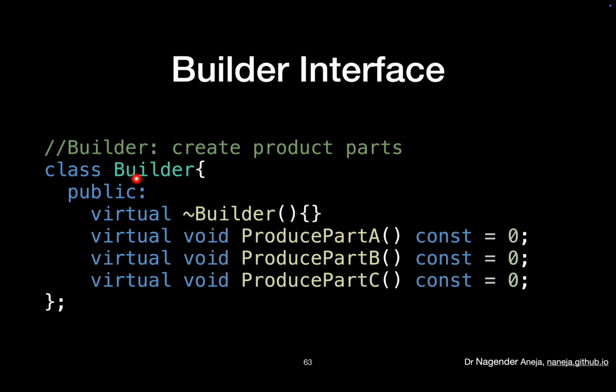Now we have the class builder, right? So that's our first step, builder. So we define the destructor, and we'll say produce part A, produce part B, and produce part C. And we may have different versions, and it doesn't specify how these products are produced. It just says all the functions are virtual, and builder says create product A, product B, and product C, and they are pure virtual.